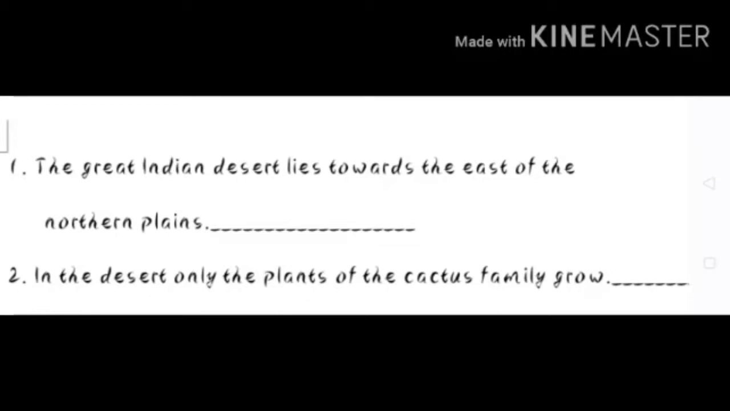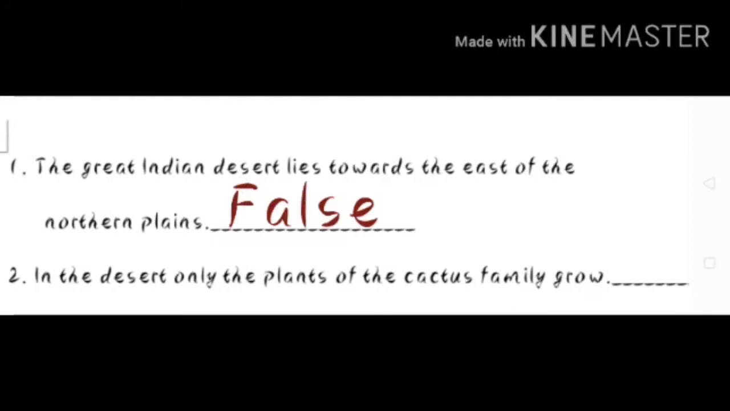I will repeat it again. The Great Indian Desert lies towards the east of the northern plains. The answer is false.